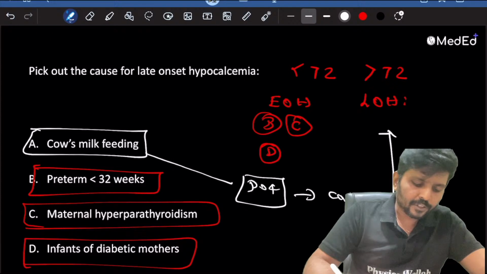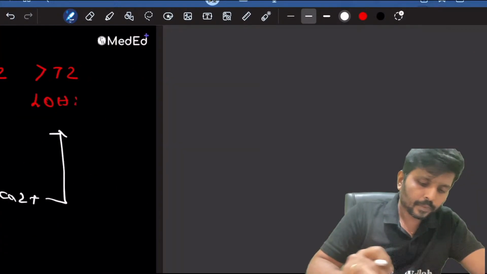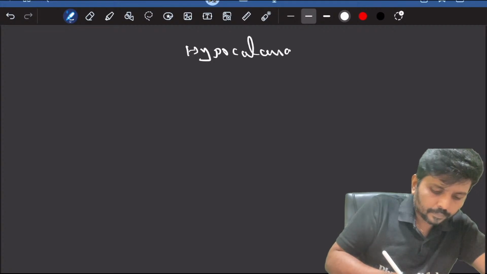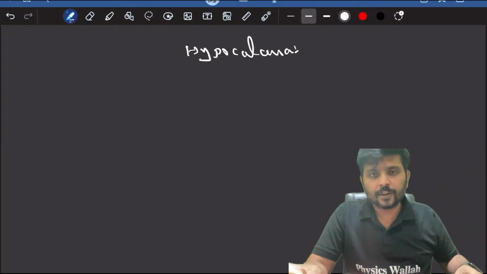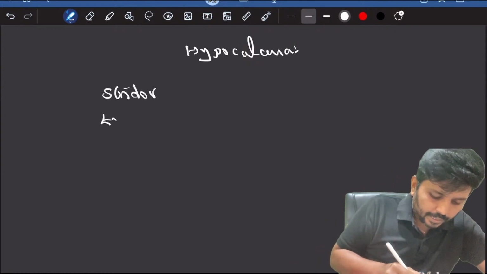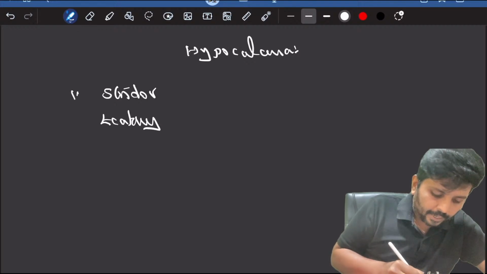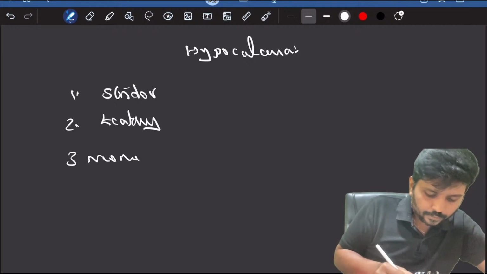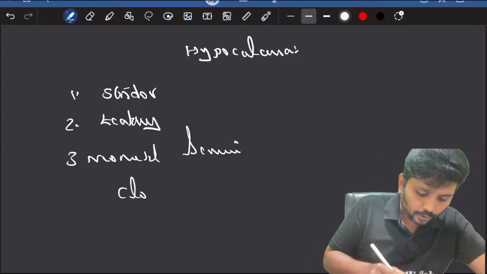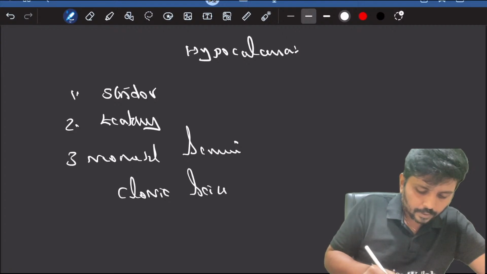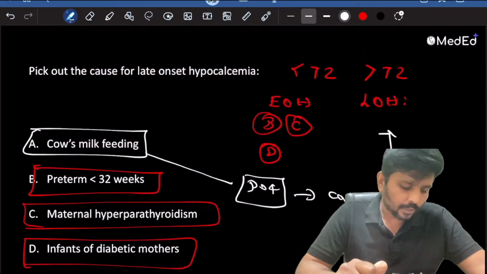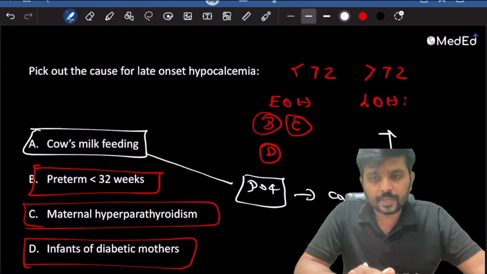Remember, what are all the manifestations of hypocalcemia? It can manifest as stridor, it can manifest as tetany, it can manifest as neonatal seizures. That seizure is most often clonic seizures. Right. So the cause for late onset hypocalcemia is cow milk feeding.